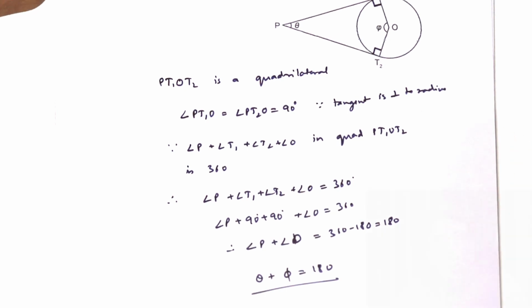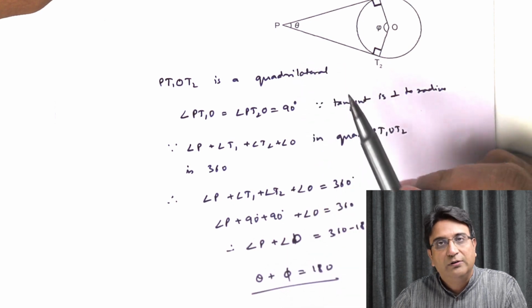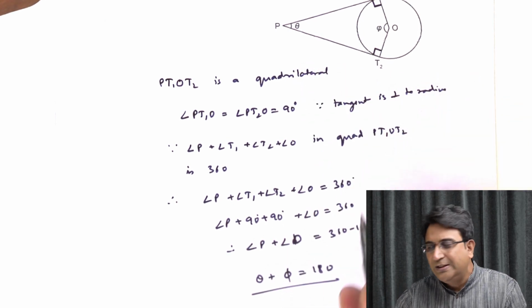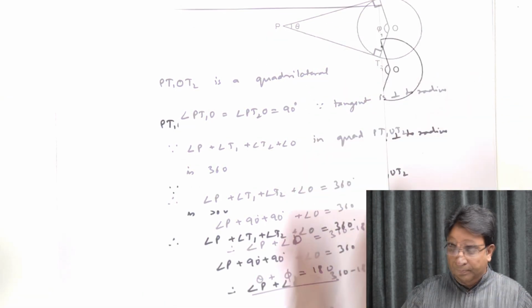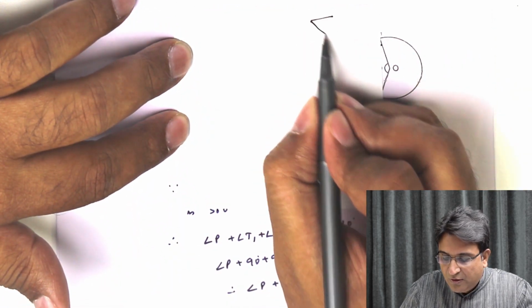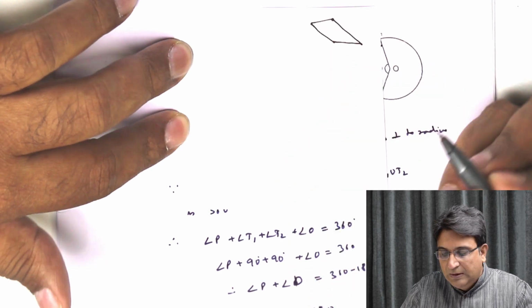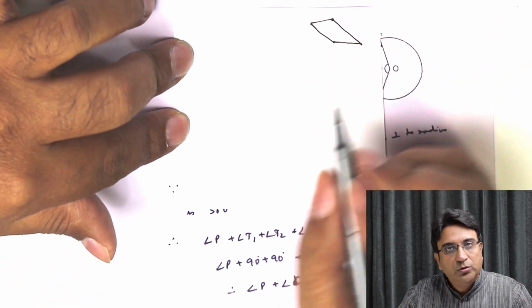Now before we go further, let us discuss why the sum of all the angles in a quadrilateral is 360. It's a very simple and a very nice concept. Now let's start with a quadrilateral. So this is a general quadrilateral with no special properties.